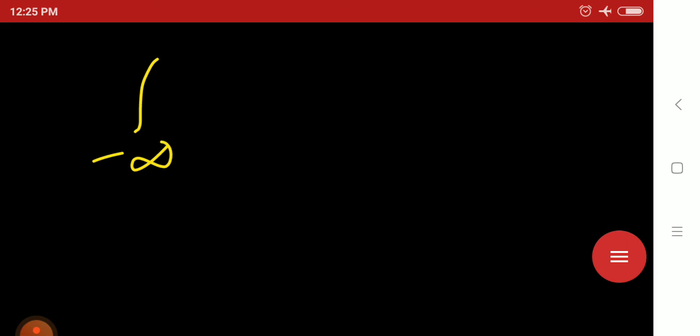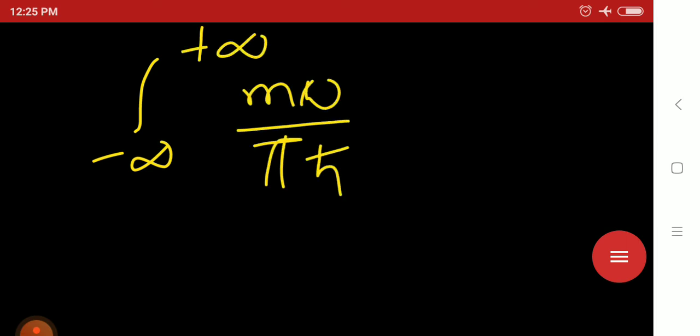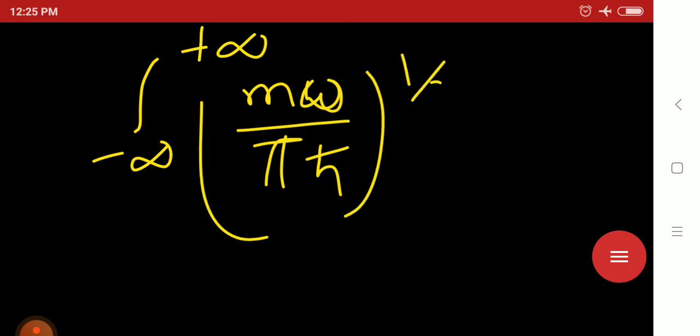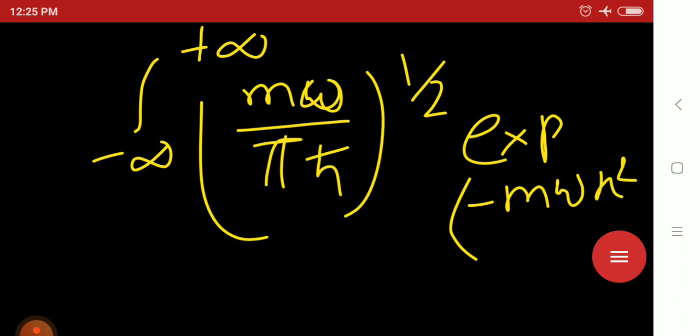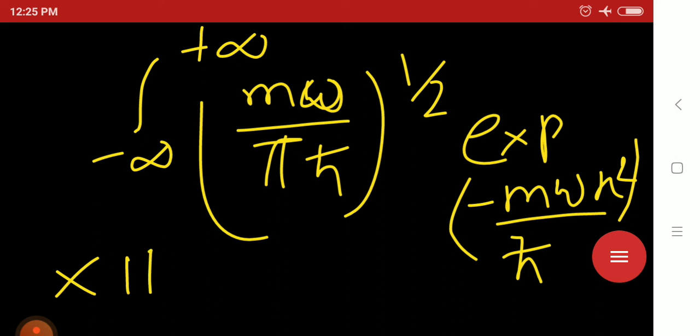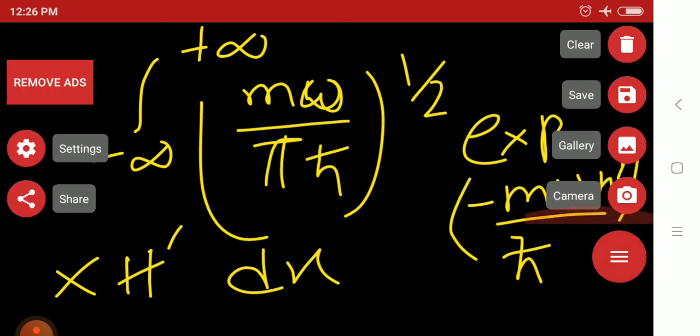This will give (m omega by pi h cut) whole to the power 1 by 4 whole square. That will give half, and exponential minus m omega x square divided by 2h cut whole square means exponential of minus m omega x square by h cut, into h prime. H prime was what? That h cut omega by root 512 exponential minus m omega x square divided by h cut. Now I am simplifying the integration.